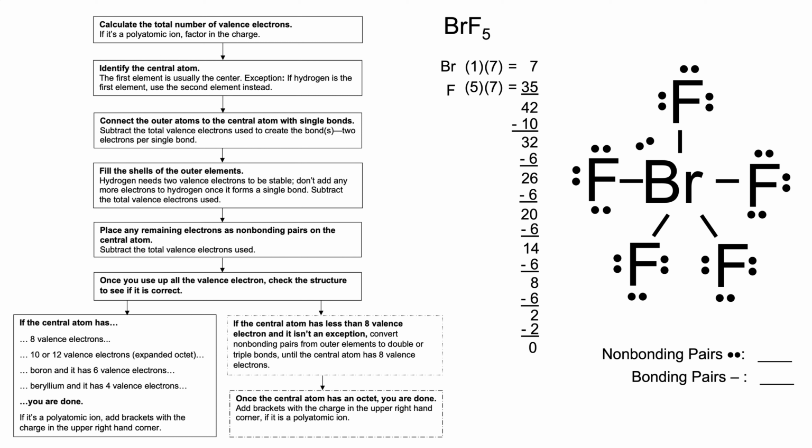When I check bromine, there's 2, 4, 6, 8, 10, 12 valence electrons. This is an expanded octet, so I'm done. There's 16 non-bonding pairs and 5 bonding pairs. 16 plus 5 gives me 21, times 2 gives me 42. That's how many valence electrons I needed in the structure.